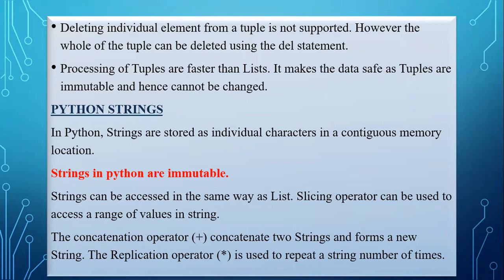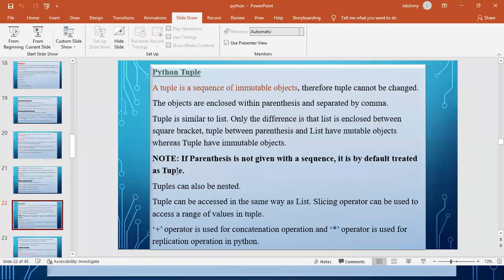So strings, what are they? They are stored as individual characters in continuous memory locations. Similar to tuple, strings are also immutable. Okay, so once the string value is created, we cannot modify it. So they also have immutable properties. And just as we accessed list items and tuple items, strings can be accessed in the same manner. Even the slicing operator we can use to access a range of values in the string. Similarly here it works with index numbers. Okay, so we'll see the examples with strings.